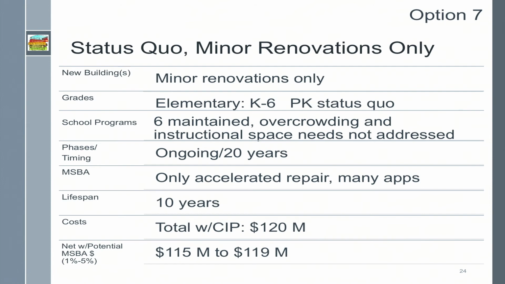We would decline our current MSBA invitation and use only the accelerated repair program, which would require many applications over the years. The lifespan of the renovated buildings is only expected to be 10 years, since this does not address all of the needs. We expect that the total cost would be about $120 million. With MSBA reimbursement, which we estimate at 1 to 5% for this program, we expect the cost to range from $115 to $119 million.